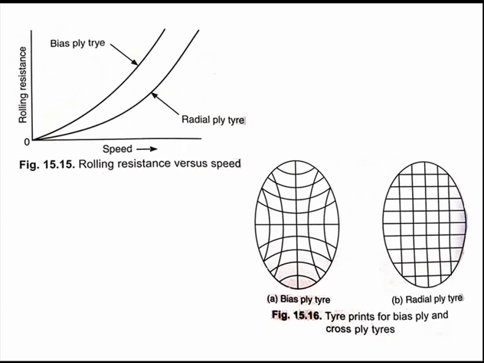Coming to the speed, there is a graph showing the rolling resistance versus the speed. You can see that a radial ply tire has a lesser rolling resistance as you get more speed. But in the case of bias ply, when the speed increases, the rolling resistance increases drastically.